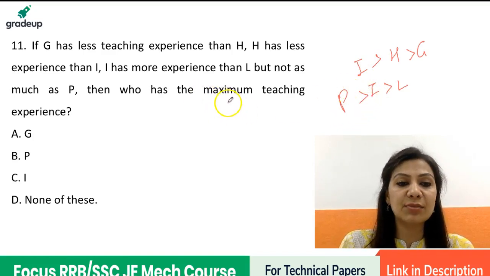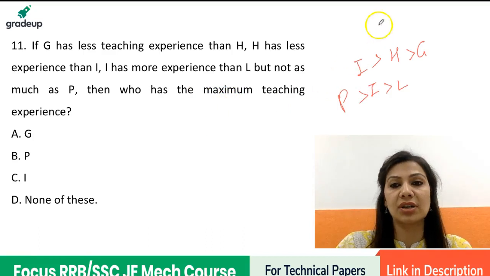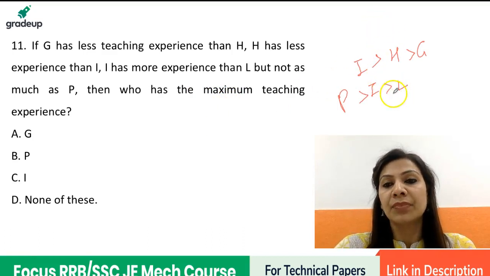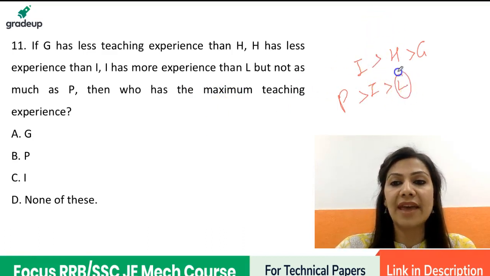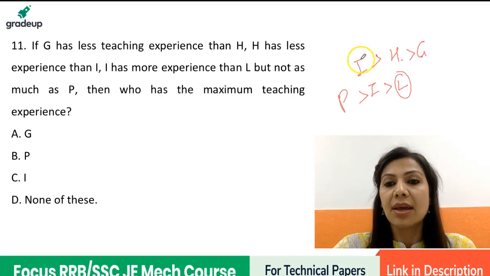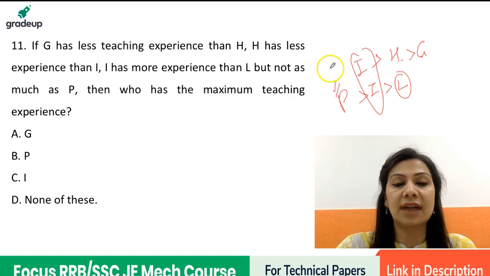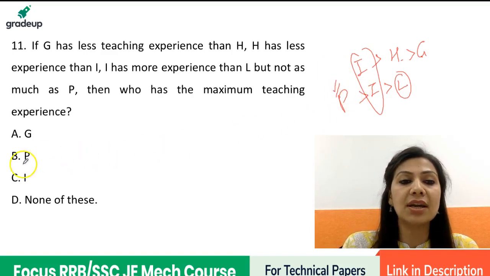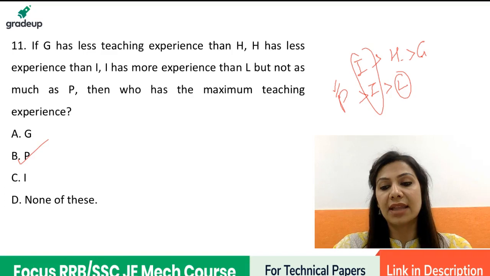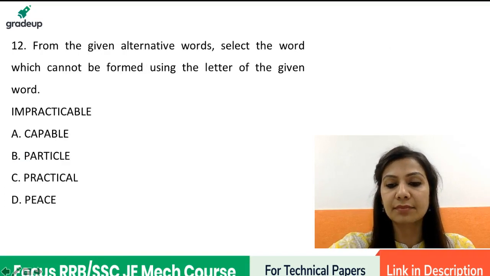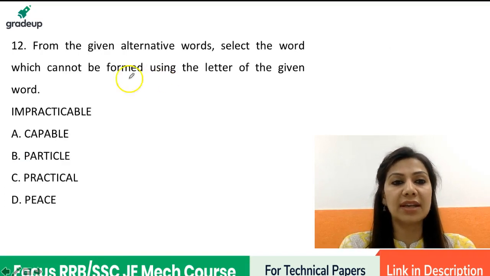Then who has the maximum teaching experience? This is the question. So you can check out the student. Although the comparison of L with H and G is not given, but I is here, which is common. So the maximum teaching experience in this question is for P only. So you can select option B. That will be the right answer. Let's check out the very next question.